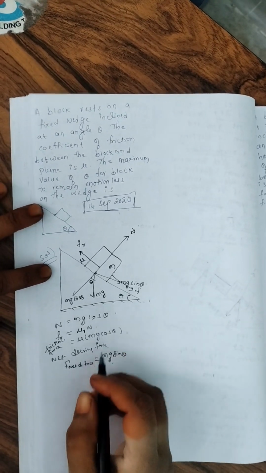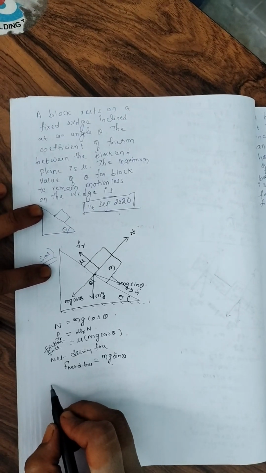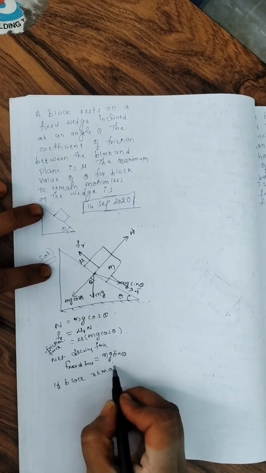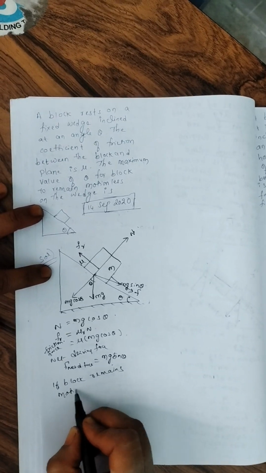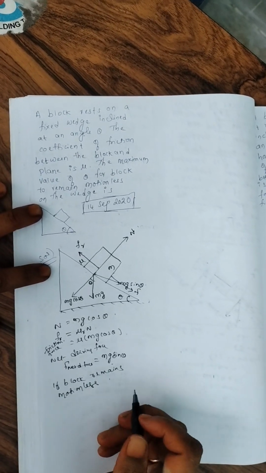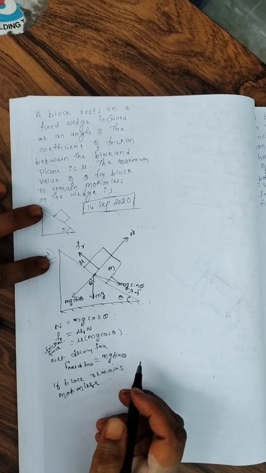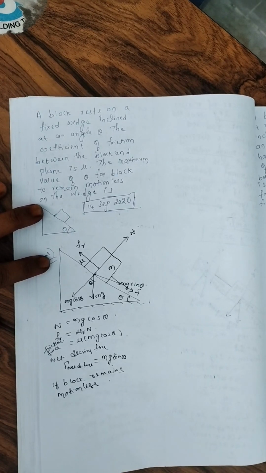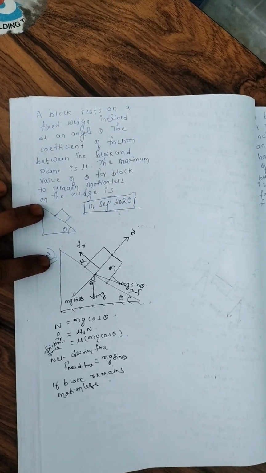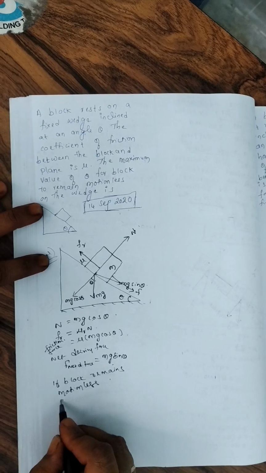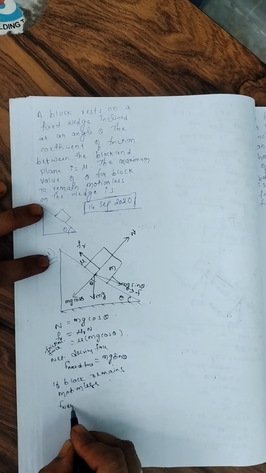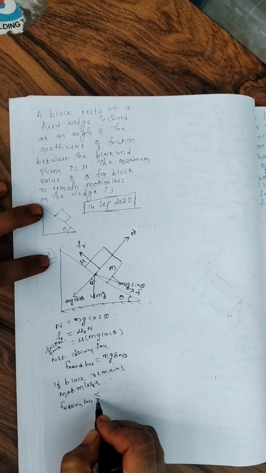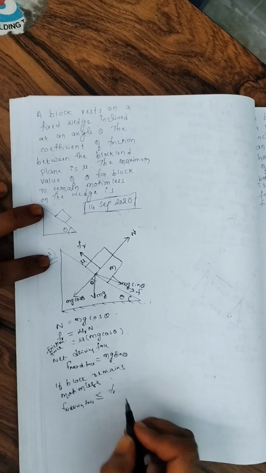Now what he said, block has to remain motionless. Okay. So if block remains motionless, then what happens? Frictional force will be more. No, block is not moving means what? Compared to applied force, friction force is more. So, F net driving force is less than or equal to frictional force.